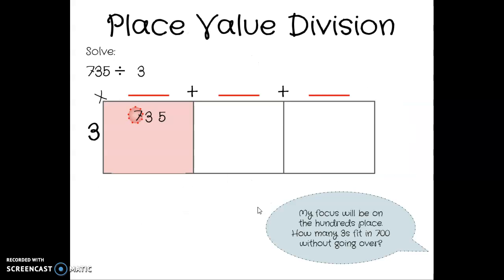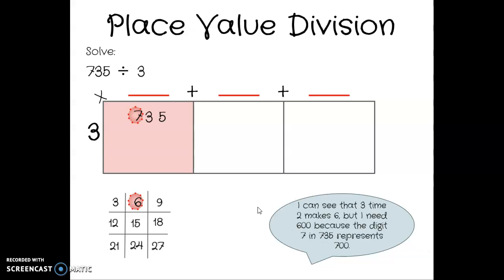Place value division looks like this. My focus will be on the hundreds place. How many threes fit in 700 without going over? So I will look at my Tic Tac Toe board, and I notice that I don't have any hundreds in there. I can see that 3 times 2 makes 6, but I need 600 because the digit 7 in 735 represents 700.